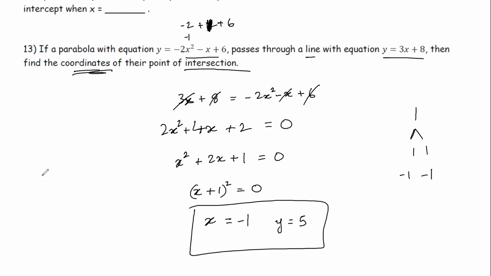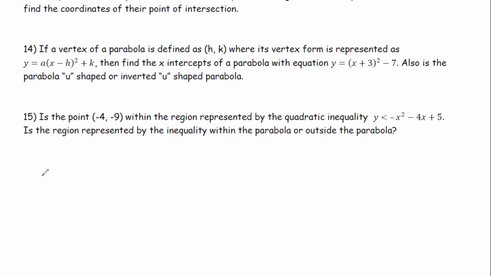Question 14. If a vertex of a parabola is defined by (h, k), where vertex out here means when you have a parabola, this lowest point is called the vertex (h, k). Or when it's an inverted parabola, this highest point is called (h, k). All right, that's the vertex.